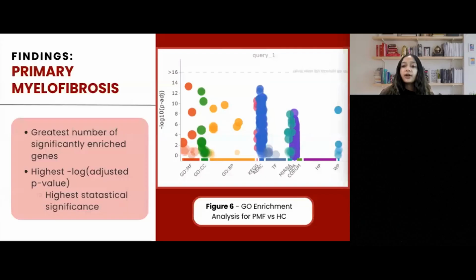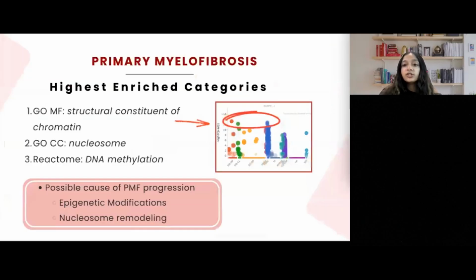Starting with primary myelofibrosis, I will discuss the results and significance of the GO enrichment analysis of each comparison. Here's Figure 6. We can see that PMF had both the greatest number of DEGs and the highest statistical significance of the results. The most enriched categories, which had the tallest bubbles or the highest negative log of the adjusted p-value, included structural constituents of chromatin, nucleosome assembly, and DNA methylation. These all point to chromatin remodeling and epigenetic modifications as major features of PMF progression.